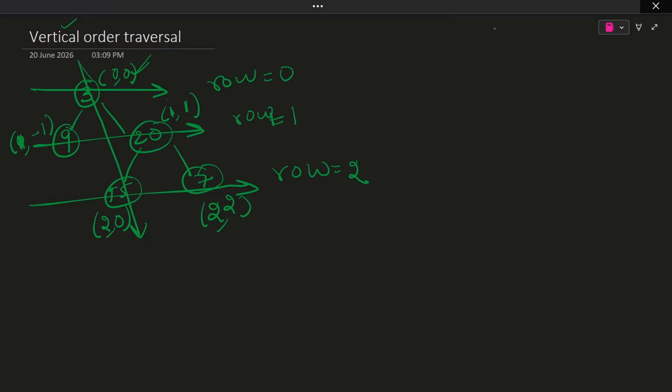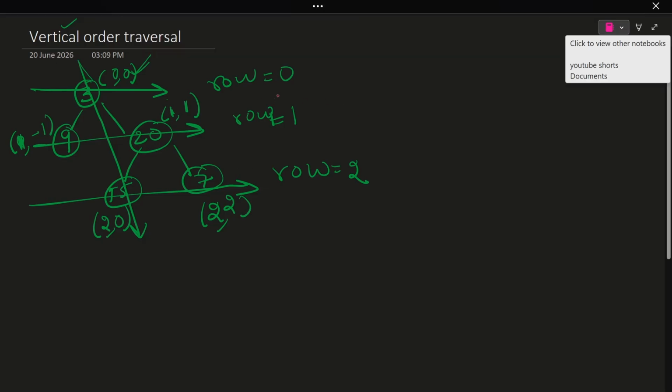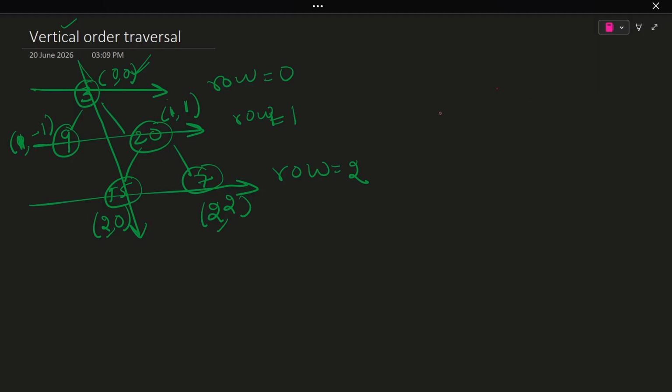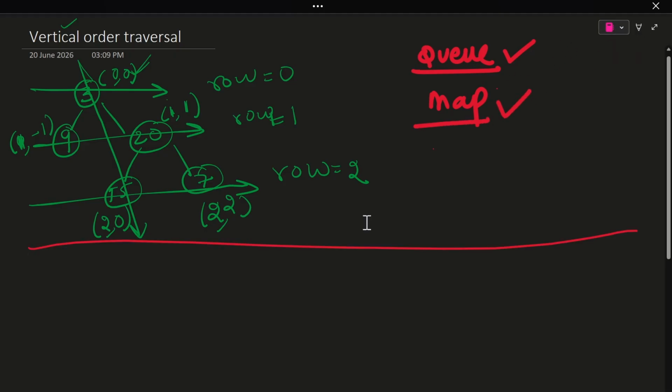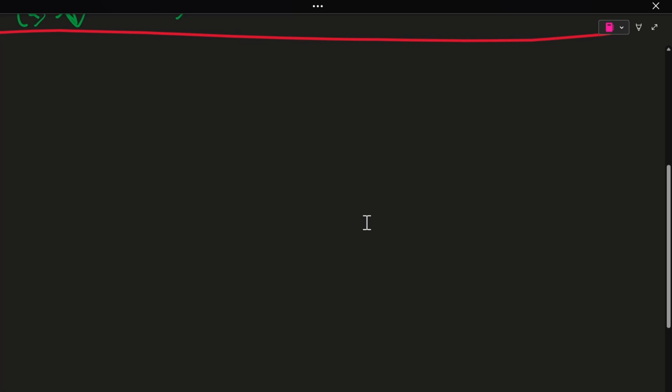In this fashion you need to identify, and you need to draw the diagram first. After drawing the diagram, you need to understand how you can solve this problem. For this you need to know two things. The first thing is that you need a queue, and the second thing, you need a map. These are the two necessary things that you need to solve this particular problem. So let us understand how you can solve this problem with the help of a map and a queue.